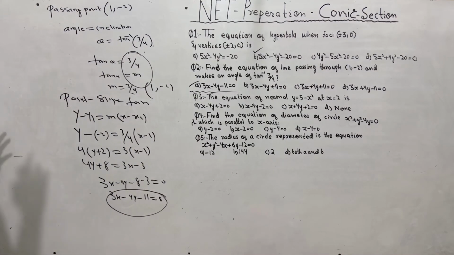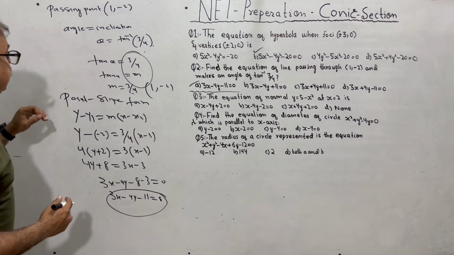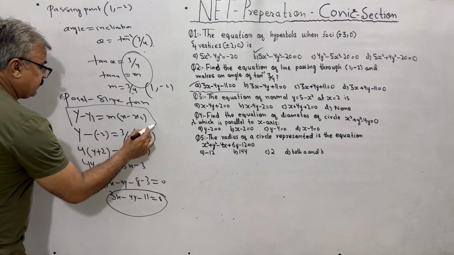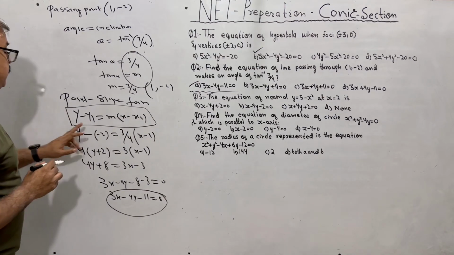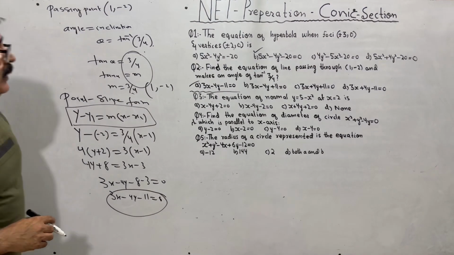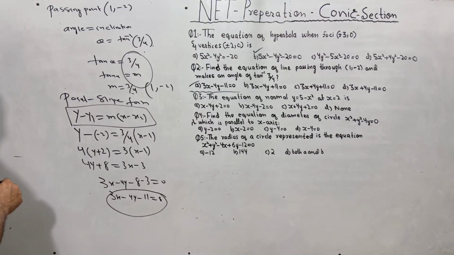That is the orthodox way to write the equation of a straight line in two variables. We need a point and a gradient. Utilize this very basic form of a straight line, and it works wonders for you. Okay, moving towards question number 3.